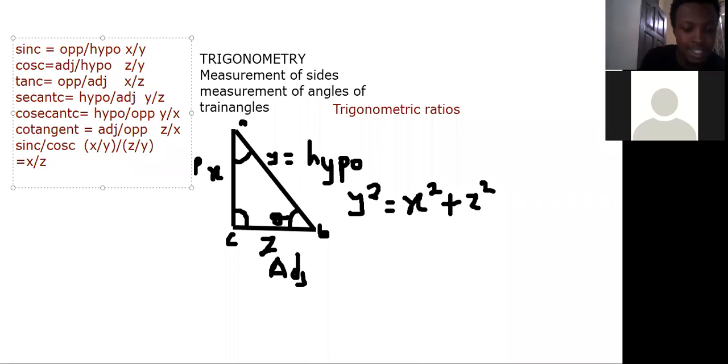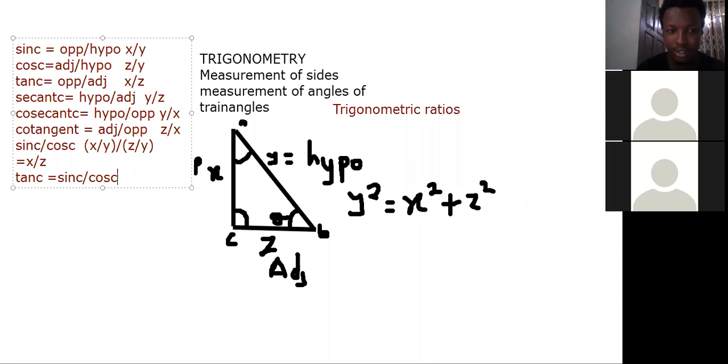So therefore, tan C is equal to sine C all over cos what? All over cos C. Oh, please, you had a problem with your network. Sorry. Can you see it now? Yes, sir. Ruben, can you also see it now?